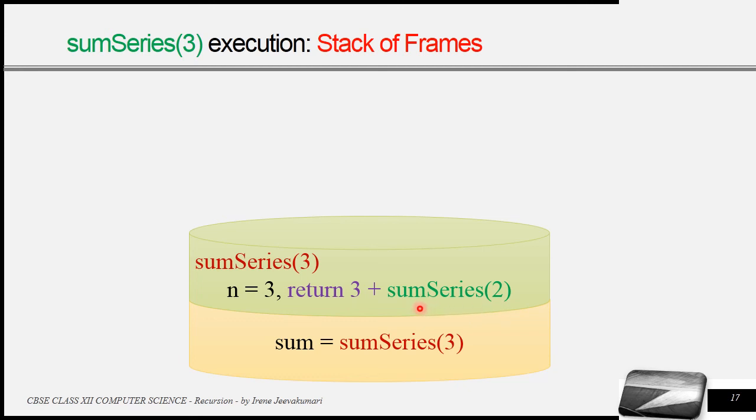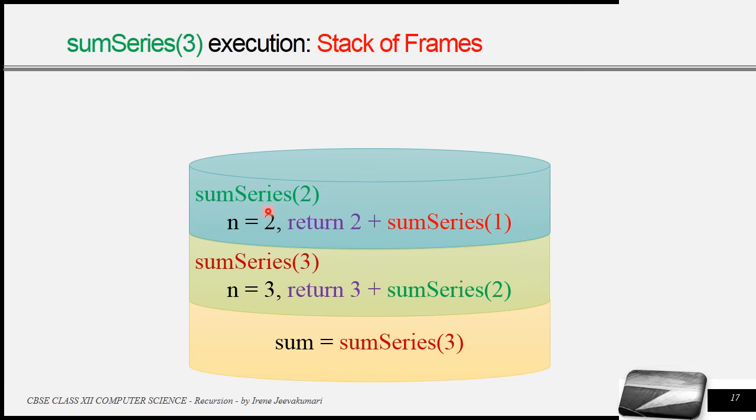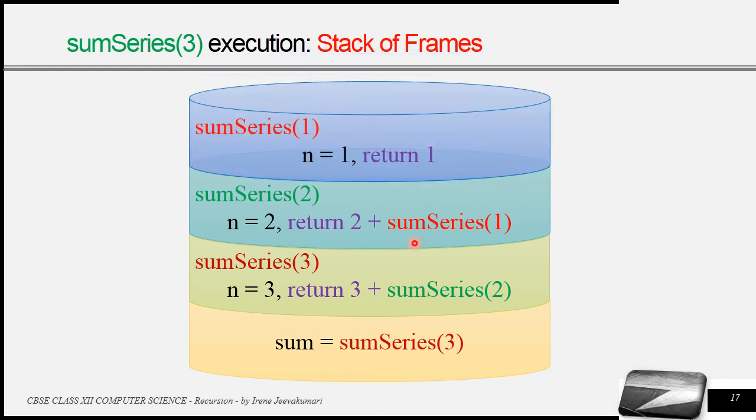Here there is a function call statement. So a new frame is created and placed on top of the stack for SumSeries2. The value of n is 2 here and the return statement returns 2 plus SumSeries1. Here there is a function call again. So a new frame is created and placed on top of the stack for SumSeries1. Now the value of n is 1.